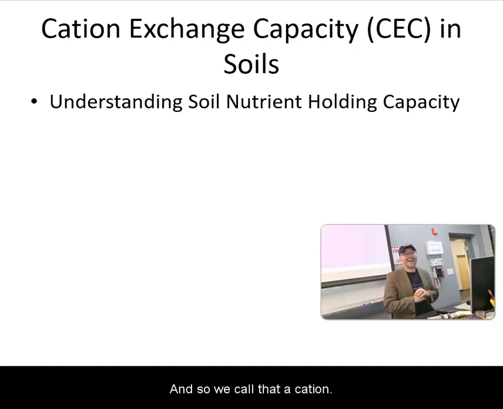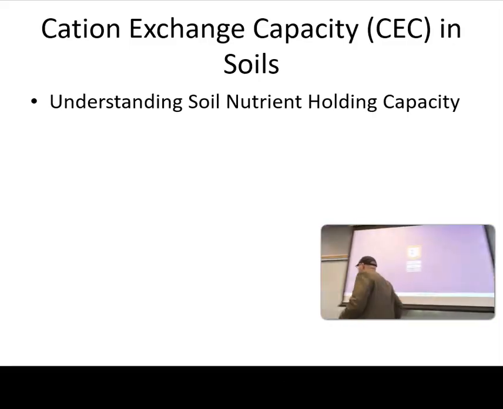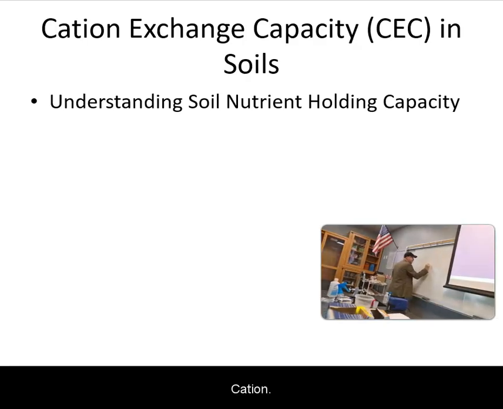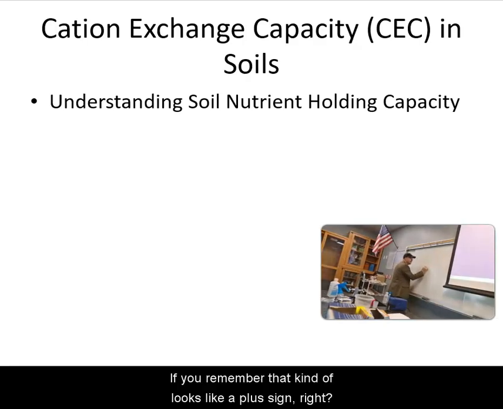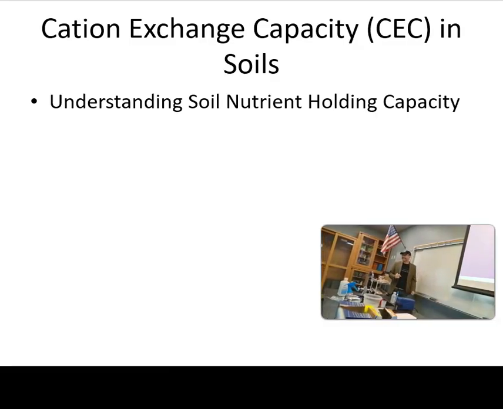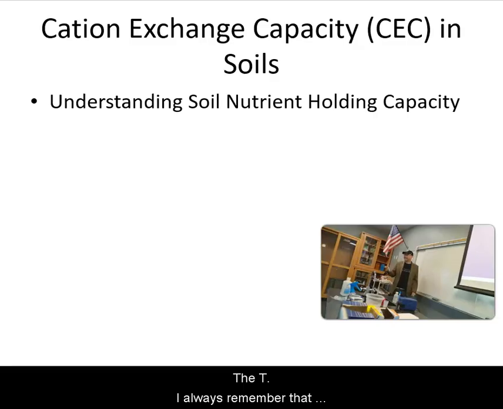And so we call that a cation. And I always think of a cation, and if you remember, that kind of looks like a plus sign, right? The T. I always remember that cations have a positive charge because the T looks like a positive sign. Okay, and of course the opposite of that is anions, and anions have a negative charge.